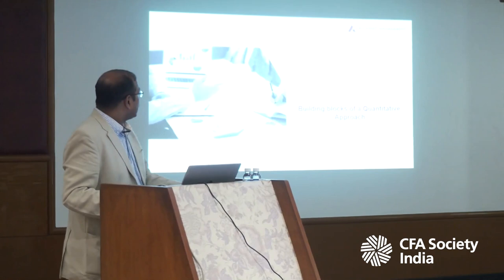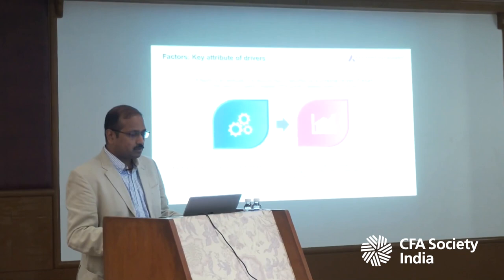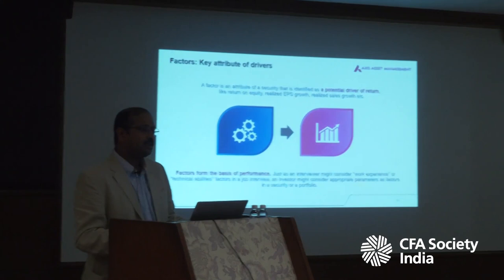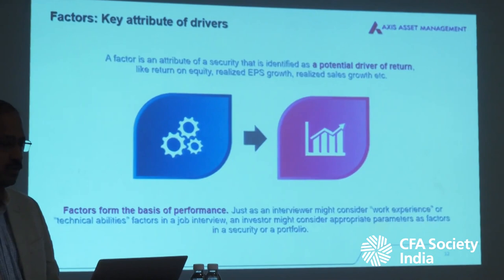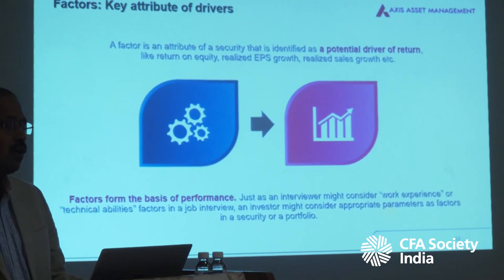So I'll jump into what the building blocks of quantitative processes are, and I'll refer to factors over the course of this presentation, right? So factors are nothing but attributes of a security that will help you identify winners or help you avoid losers. These can be as simple as realized EPS growth, expected EPS growth, price to earnings, price to dividend yield. It could be any parameter that you could think of, but it should do one of two things. Either it should help you identify winners or losers, or it should help you mitigate risk, in which case you can look at it as a factor.